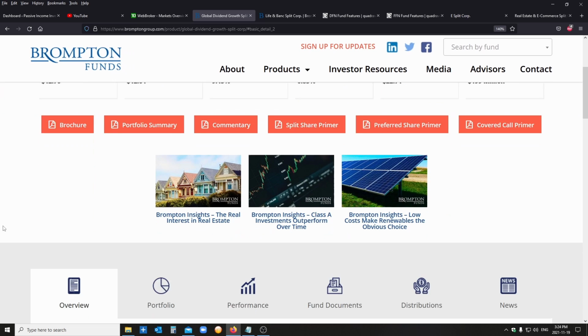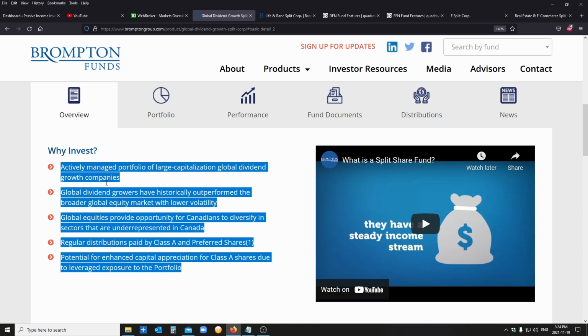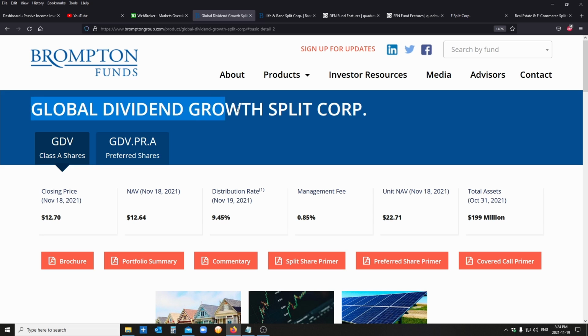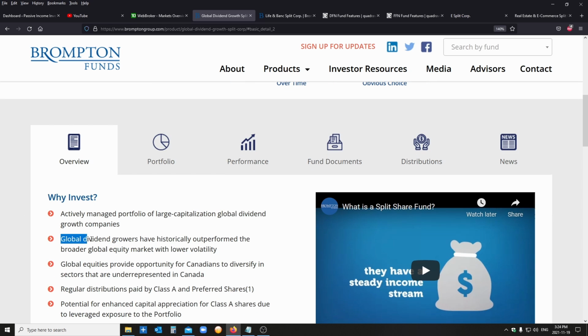So if we go down, you'll get all the information. You obviously have the description of what this fund has. Like the name says, global dividend growth. So it has global stocks that are dividend growers, which tend to increase their dividends over time.